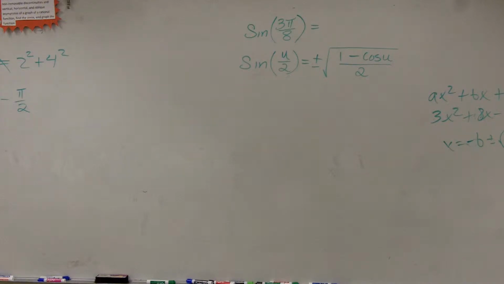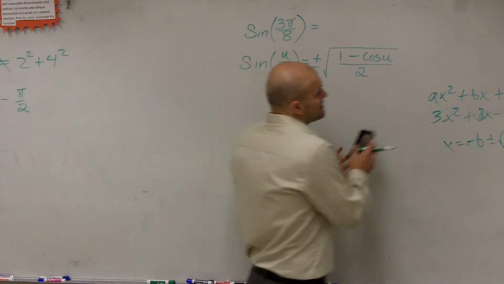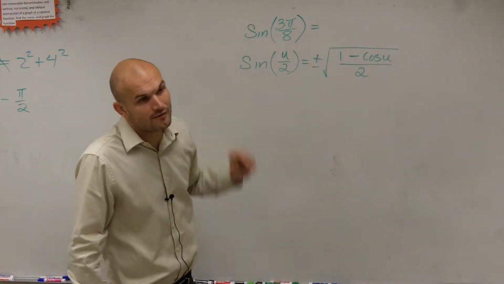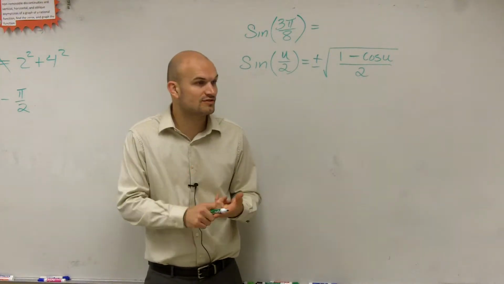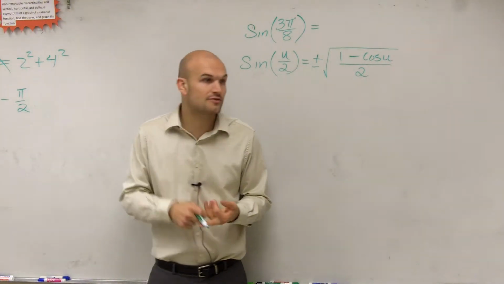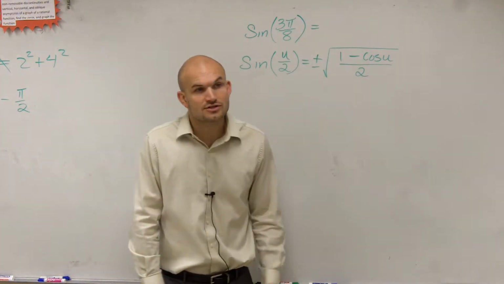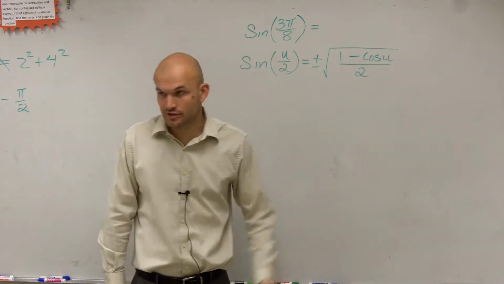So that's why I'm not spending too much time on it. But what you guys need to understand is, right now we have 3 pi over 8, and I want you to evaluate the sine of 3 pi over 8. 3 pi over 8 is not on our unit circle, right? We only have up to 4ths, 6ths, and 3rds, and halves. We don't have it broken up into 8ths. So we don't have an exact value for 3 pi over 8 by using our unit circle.